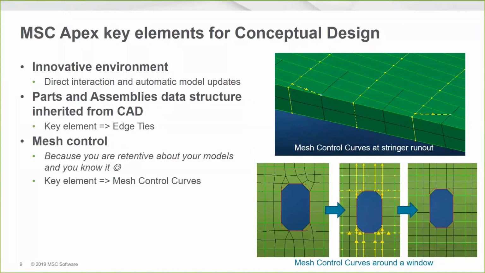Another example might be the cutout in a fuselage. So there's a hole where there's going to be a window. A lot of times in the curved areas of the hole, you might actually want a triangle there oriented a particular way, and mesh control curves allow you to achieve that very easily. I will demonstrate that as well in a few minutes.